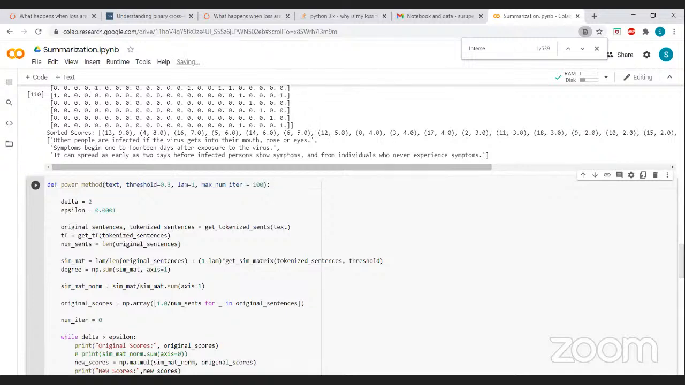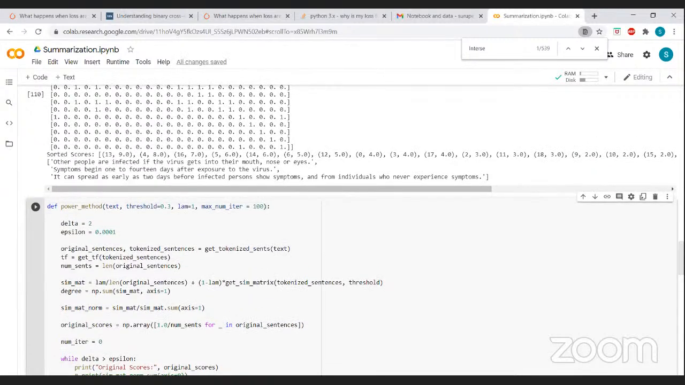If it is very much greater than one, then it will have a problem, right? Because then the 1 minus lambda part will be negative. Yeah. So then that will be a problem.